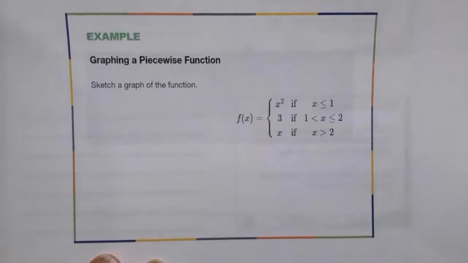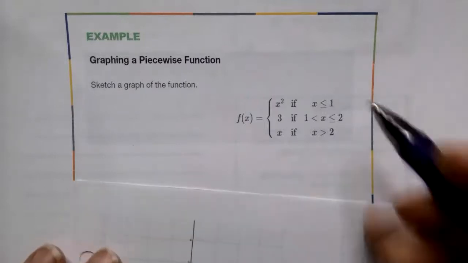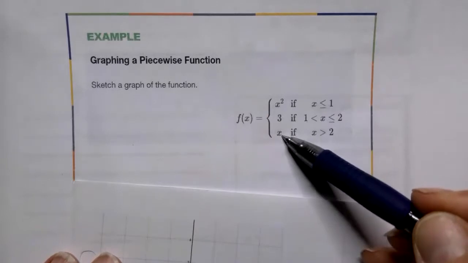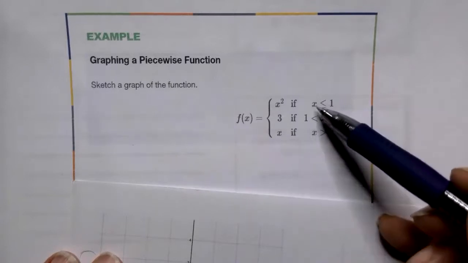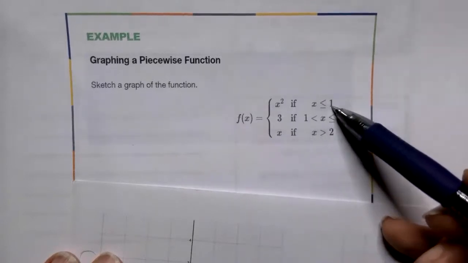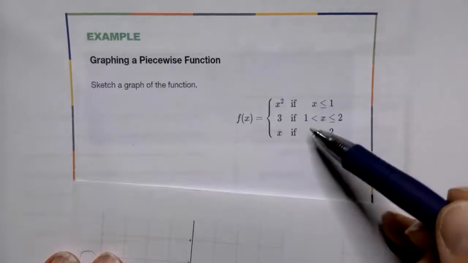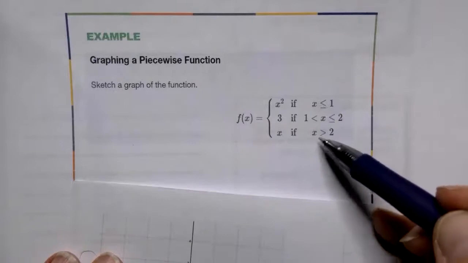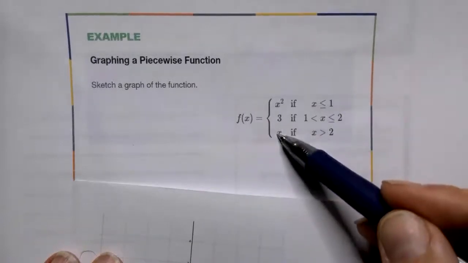And the last type of problem that I want to discuss in this video is how to graph a piecewise function. So right here we have 3 different rules for calculating my function. When x is greater or equal to 1, I have this rule. For x's between 1 and 2, we have this rule. And for x greater than 2, we have that rule.